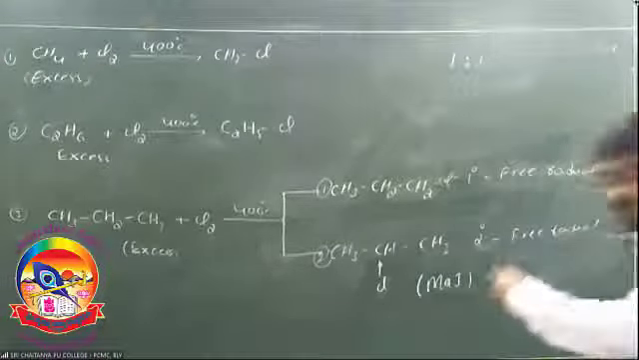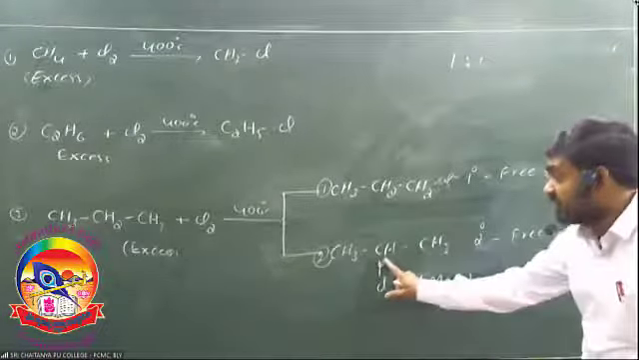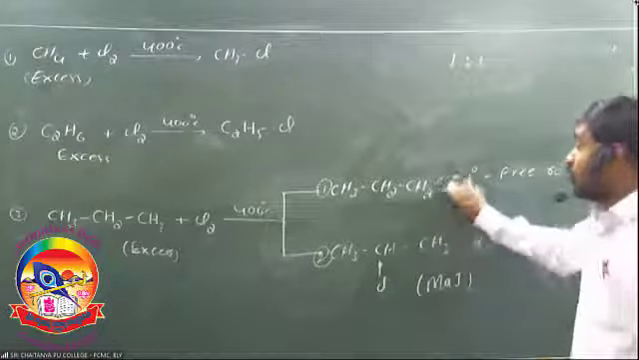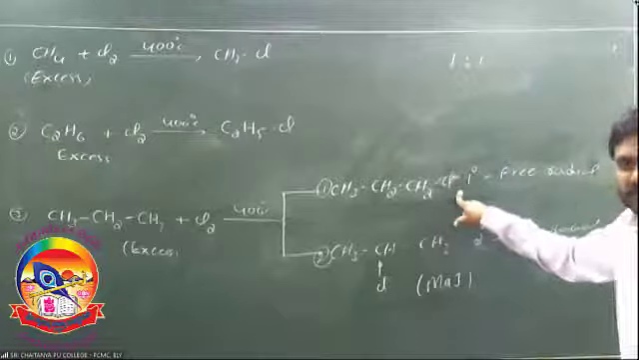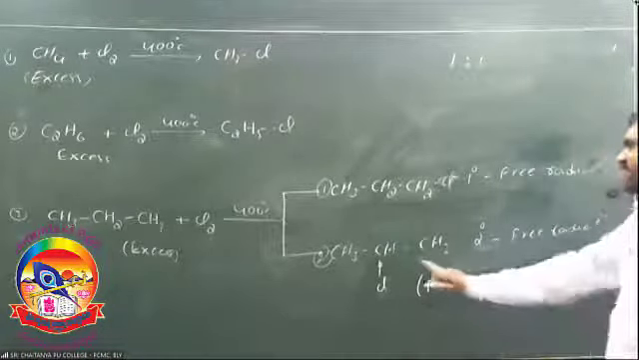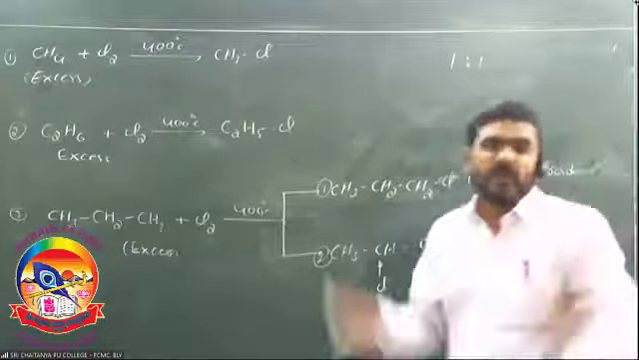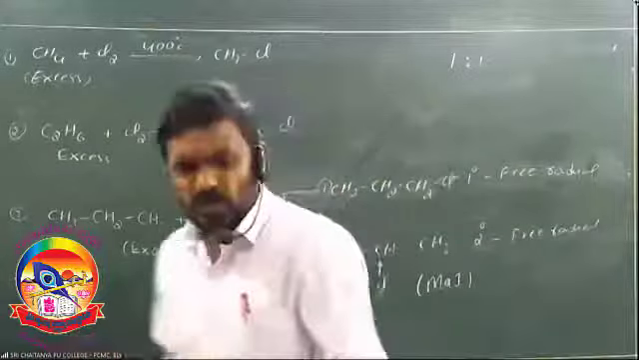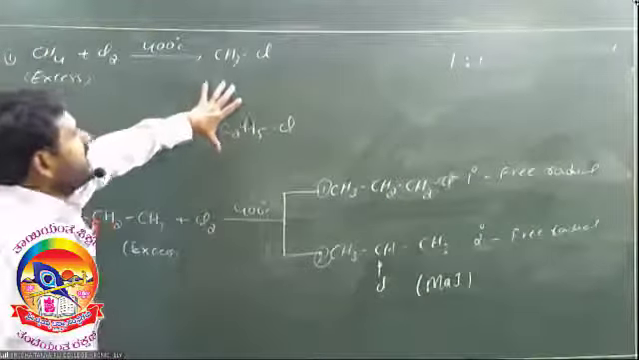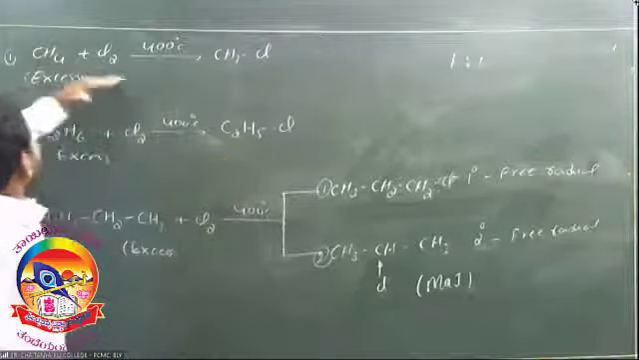2-chloropropane is the major product because it forms a secondary free radical. In the formation of 1-chloropropane, a primary free radical is formed. So the secondary free radical is more stable. Secondary means 2-chloropropane is the major product. So this is the method of preparation of ethyl chloride or alkyl chloride from alkanes.